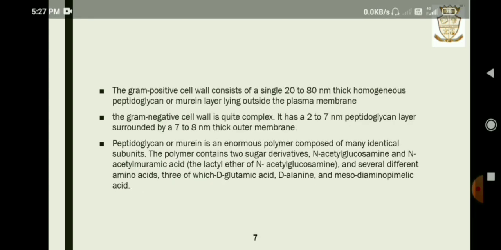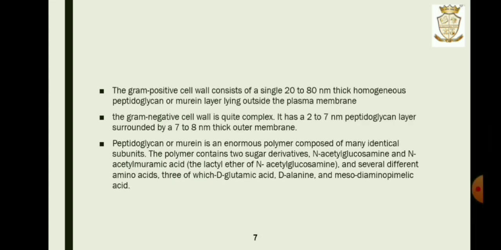The gram-positive cell wall consists of a single 20 to 80 nanometer thick homogeneous peptidoglycan or murein layer lying outside the plasma membrane. The gram-negative cell wall is more complex. It has a 2 to 7 nanometer peptidoglycan layer surrounded by a 7 to 8 nanometer thick outer membrane.